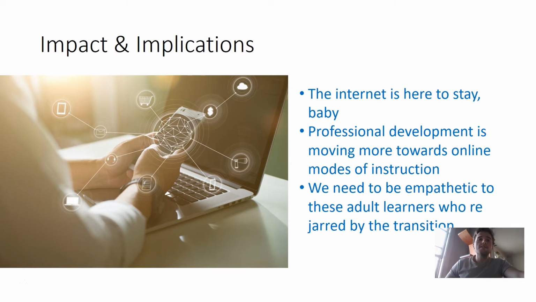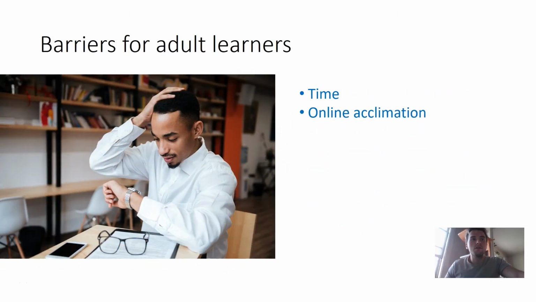So the internet isn't going away, and online instruction isn't either. There's a huge shift in how instruction is occurring, and naturally, how professional development is occurring for adult learners. Adult learners may experience frustration with this for a variety of reasons. For example, someone who grew up with objectivist and in-person instruction may be jarred by online constructivist instruction.